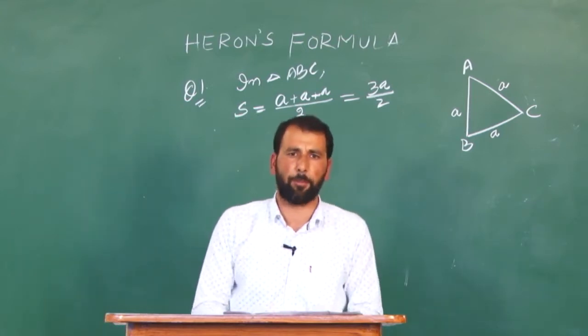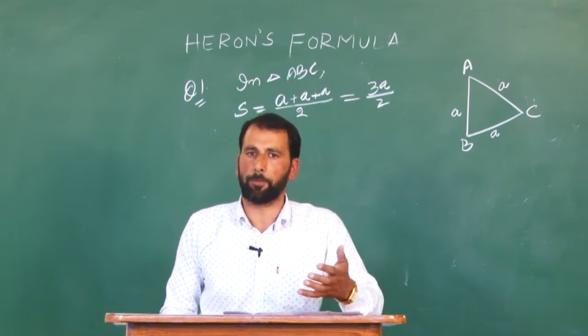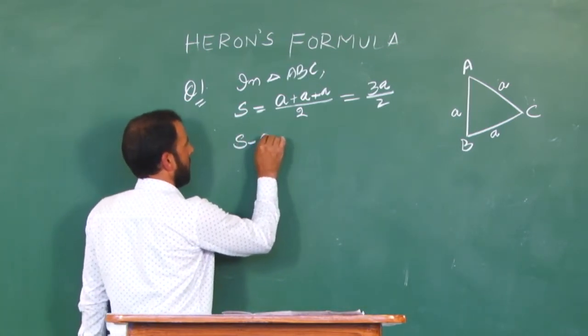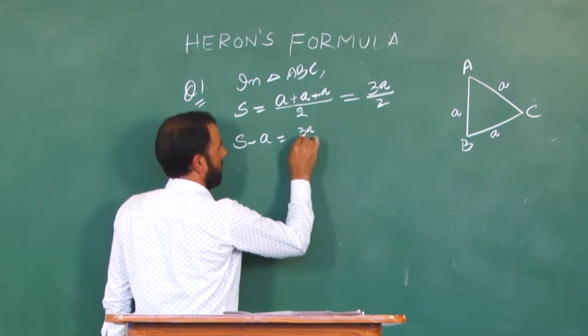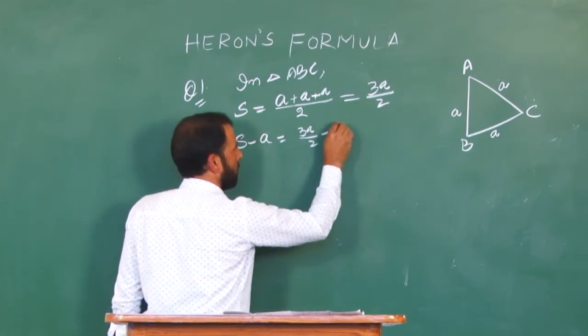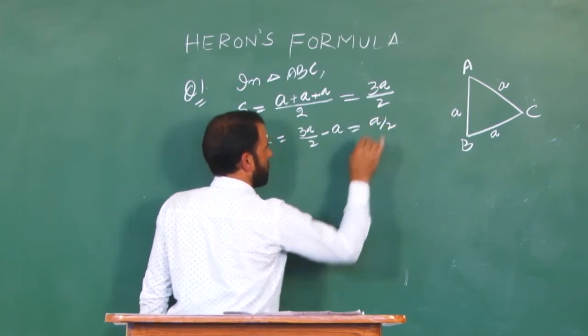After finding the semi-perimeter, we find s minus a according to the formula, s minus b and s minus c. Therefore, what is s minus a? That equals s, the semi-perimeter, which is 3a divided by 2, minus a, meaning any one side of the triangle, that is all equal to a. After calculating, you get a divided by 2.